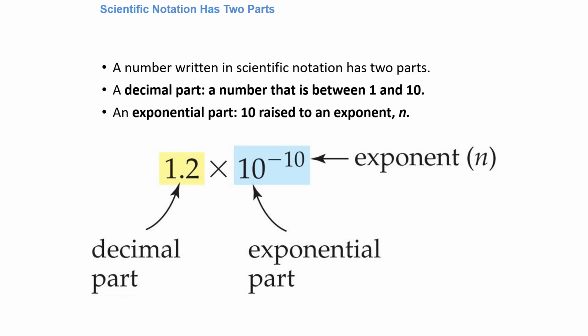A number written in scientific notation has 2 parts. The decimal part, which is a number that's between 1 and 10. It's less than 10 and greater than 1. And an exponential part, 10 raised to an exponent. The decimal part can only have 1 digit to the left of the decimal. Otherwise, it would not be in scientific notation. So you can't have 12.2 or whatever, because that's not a number between 1 and 10. It has to be greater than 1 and less than 10. And then times 10 to the whatever the exponent is.